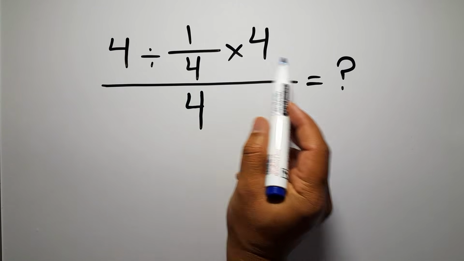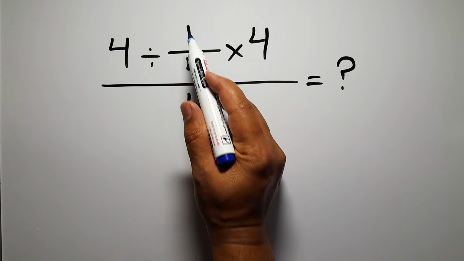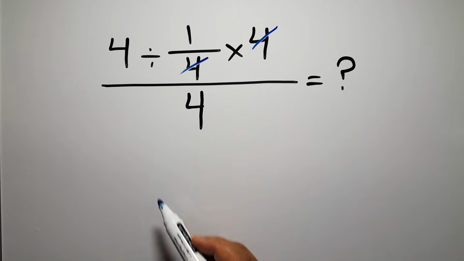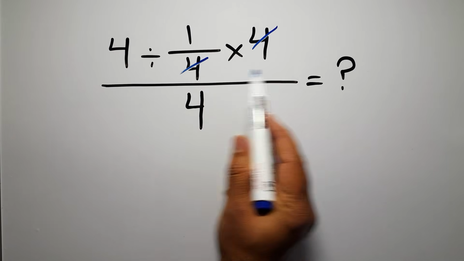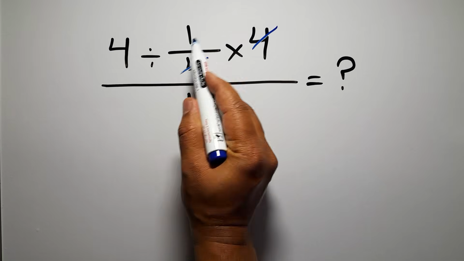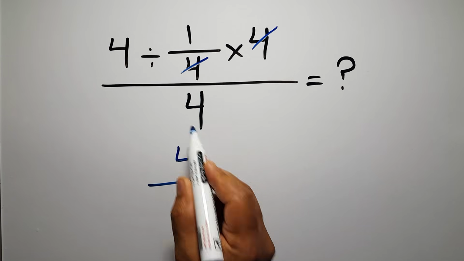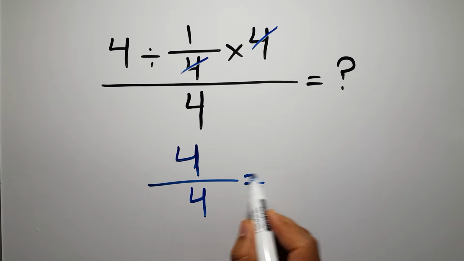In the numerator, first we do this multiplication: 1 over 4 times 4. We can easily cancel this 4 and this 4. So in the numerator, we have just 4 divided by 1, which equals 4. So 4 over this 4, which gives us 1.